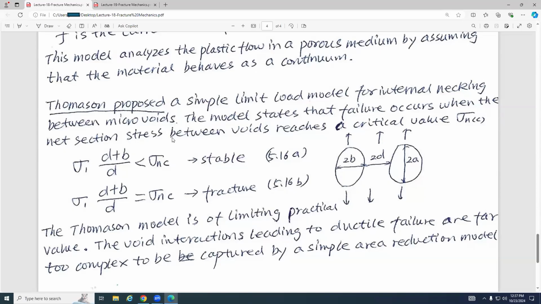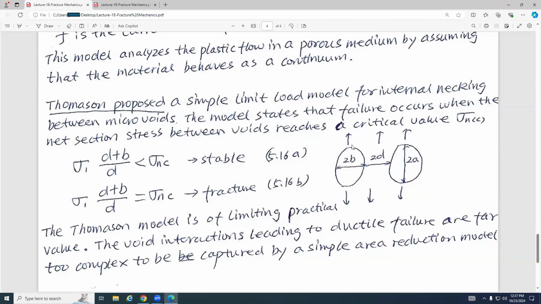When the net section stress between the voids reaches a critical value of sigma nc, n is net, c is critical. Net means the area between the two voids. You understand? Look at this equation. Sigma 1 is here, okay? So this sigma 1 is the remote loading.